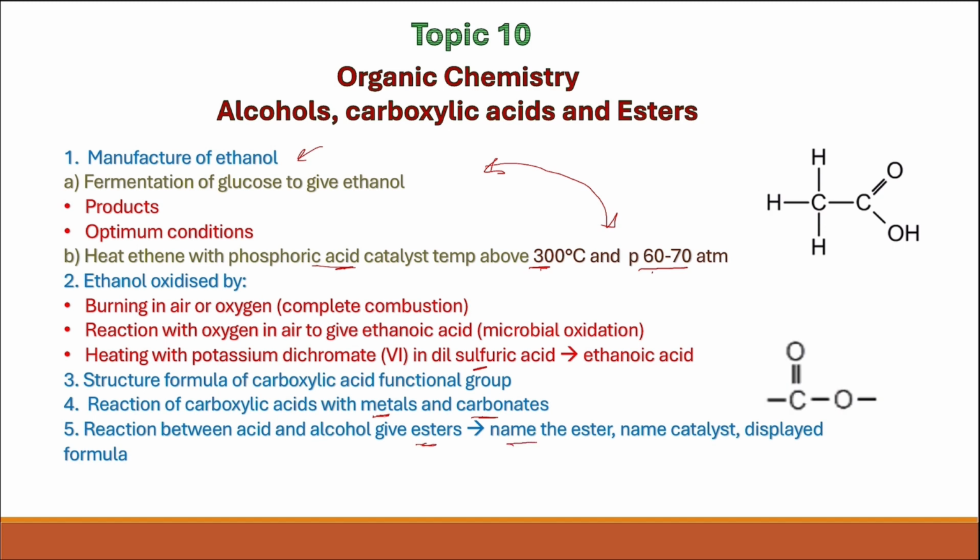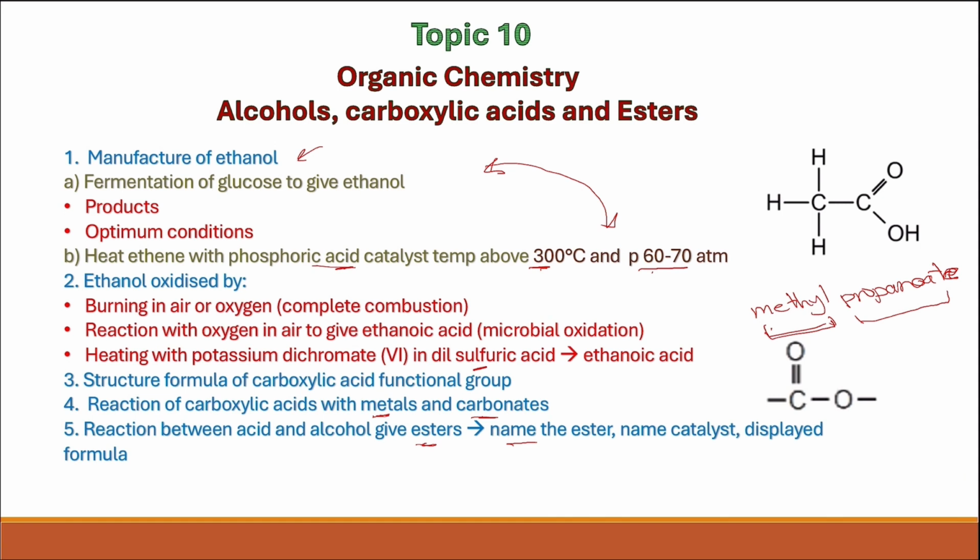For the esters, they usually ask you to name the ester. So remember that the ester comes from an alcohol and a carboxylic acid. And to name the ester, you need to name the part that comes from the alcohol first and the part that comes from the carboxylic acid. For example, if we react propanoic acid with methanol, the ester will be called methyl propanoate. So remember that we start with methyl from methanol, and then propanoate that comes from propanoic acid.